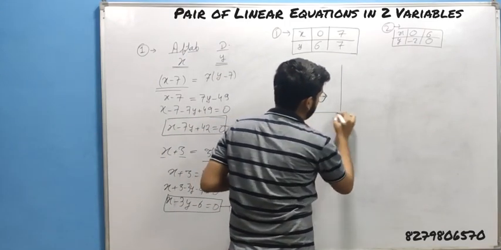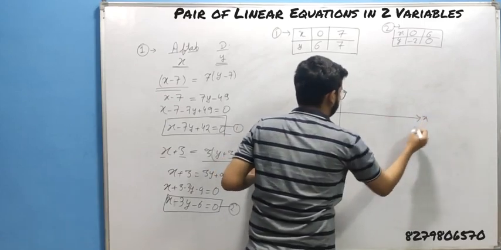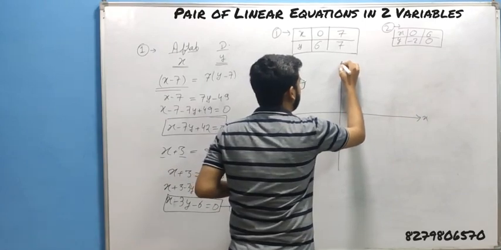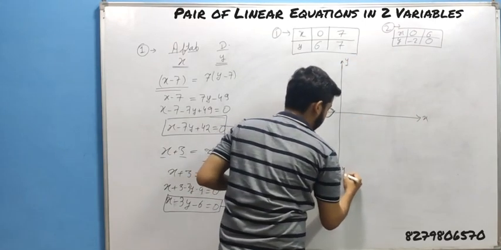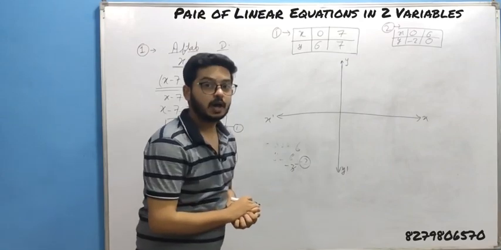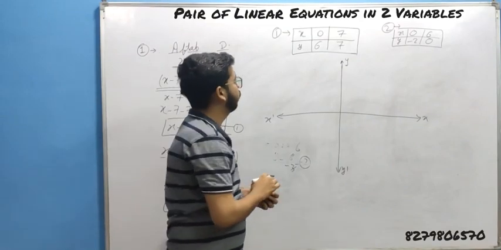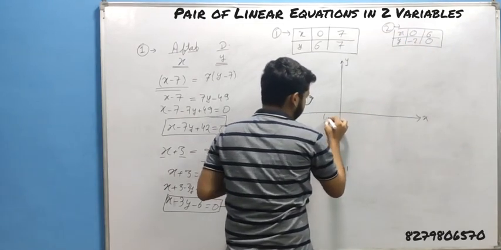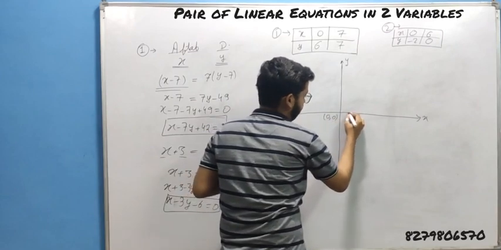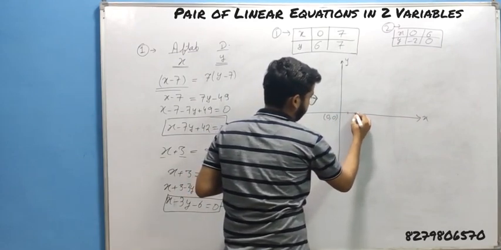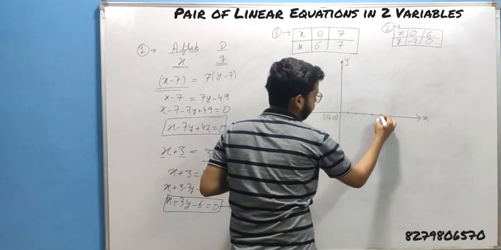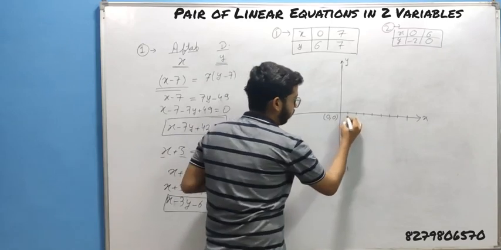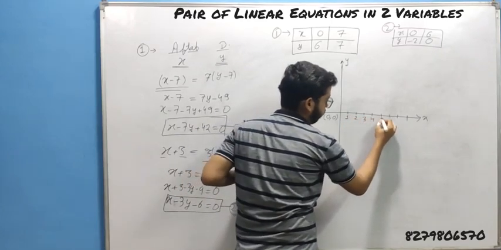First we have to draw the axes. This is our x-axis and this is our y-axis. We plot the graph according to our points. The maximum value of x is 7. So 0, 0. Now here 1, 2, 3, 4, 5, 6, 7 and 8. You can also write down the numbers.